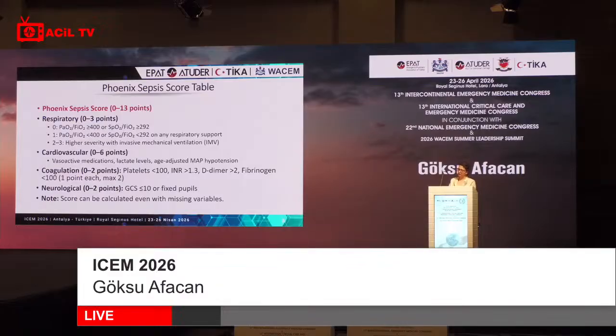The respiratory component considers oxygenation ratios and respiratory support. Cardiovascular points include age-adjusted hypotension, lactate levels, and need for vasoactive drugs. Coagulation and neurological domains add points for thrombocytopenia, coagulopathy, and low Glasgow Coma Scale or fixed pupils. Importantly, this score can often be calculated even with incomplete data, making it practical. A score of 2 or higher identifies children with potentially life-threatening organ dysfunction.